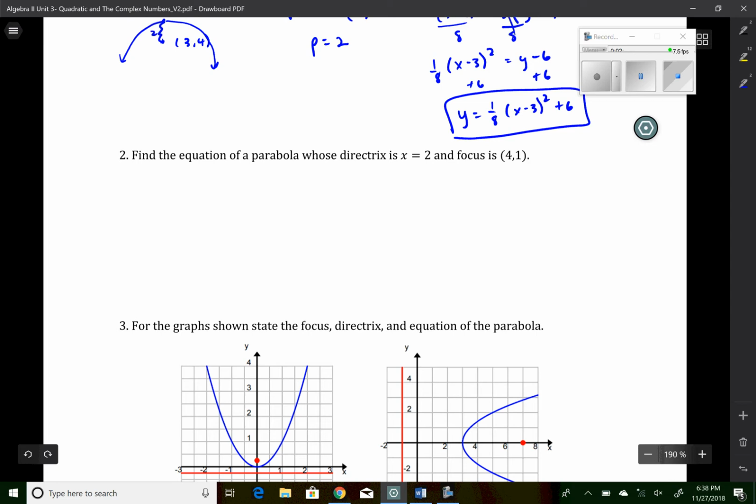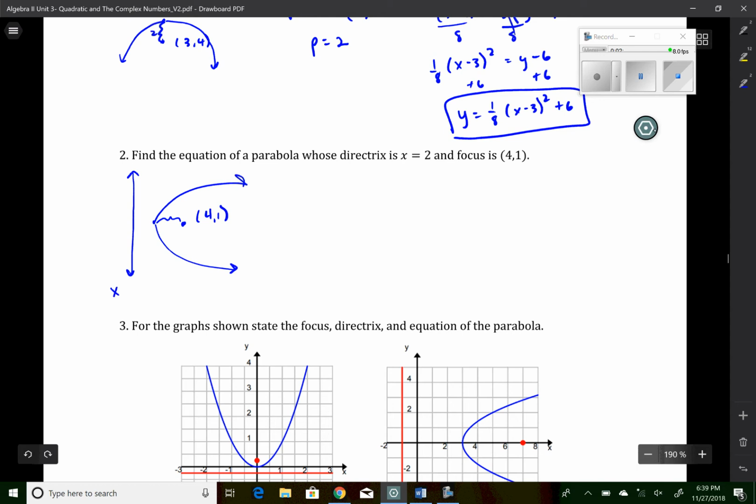The next one's a sideways parabola. I know that because it's x equals 2. If I think about where (4, 1) is, x equals 2 is going to be to the left of (4, 1), so I know my parabola is going to open up to the side. The distance between the vertex and the focus is going to be positive because I'm going from left to right. Also, just like before, my vertex is going to be halfway between those two.